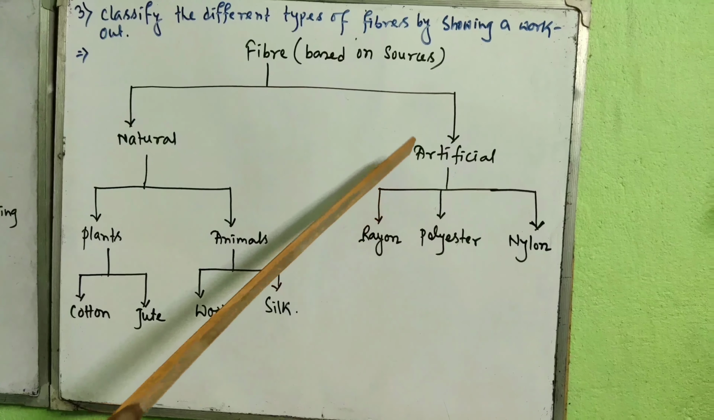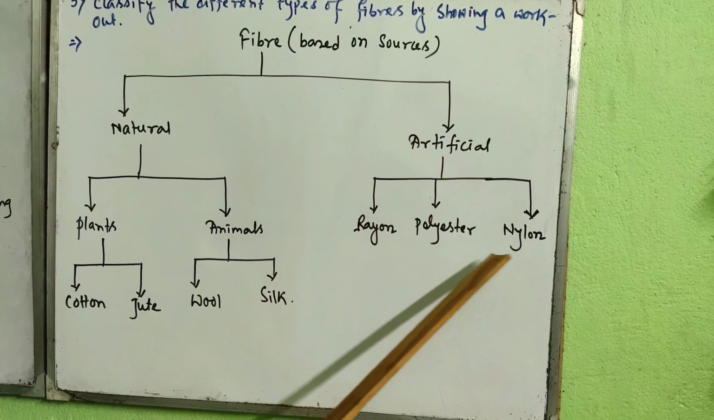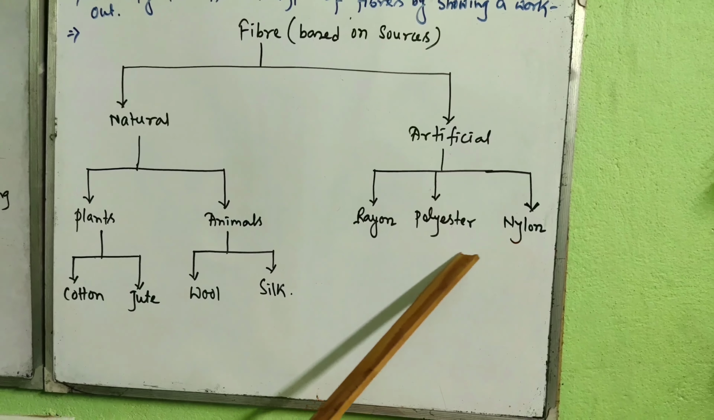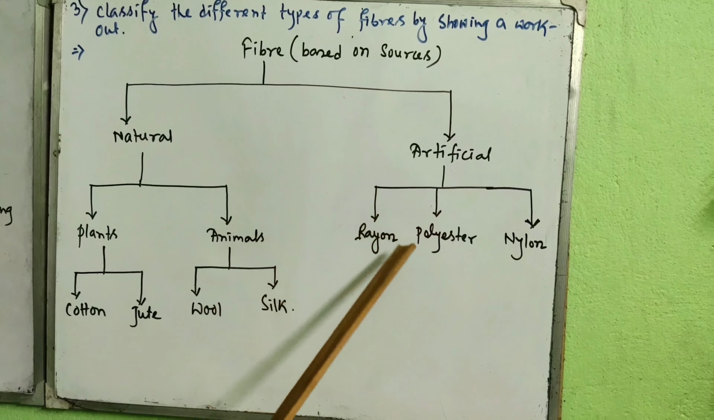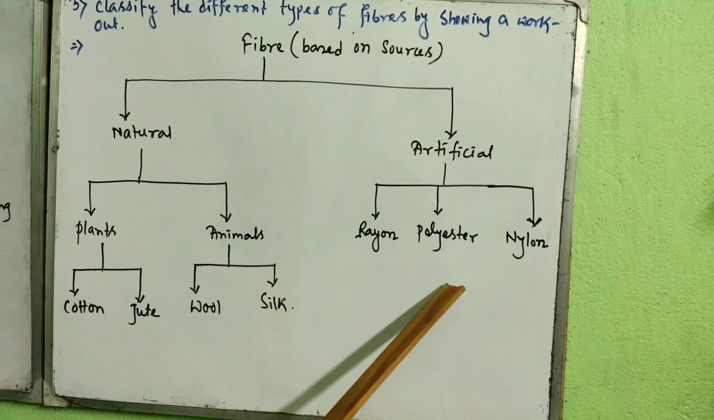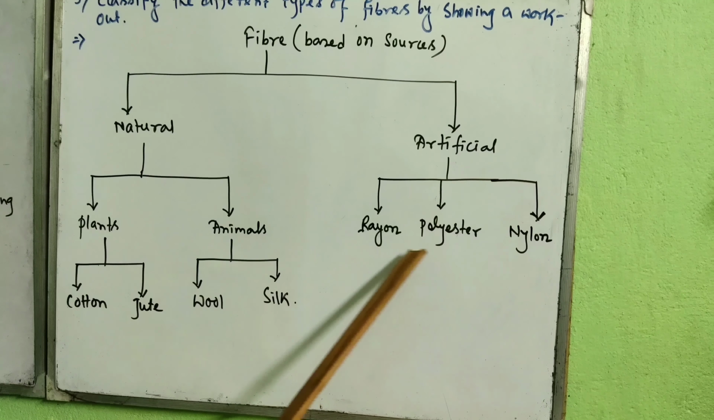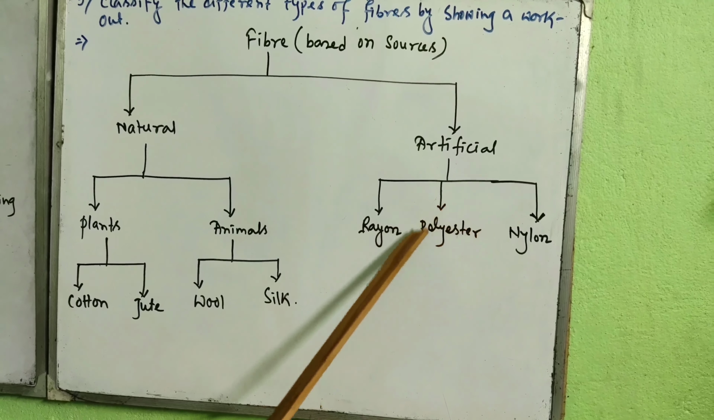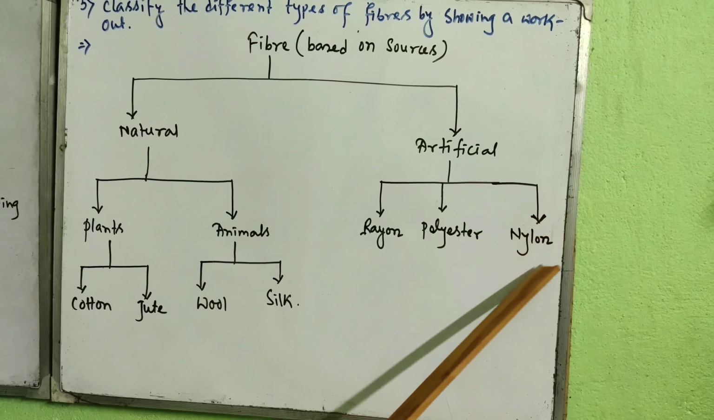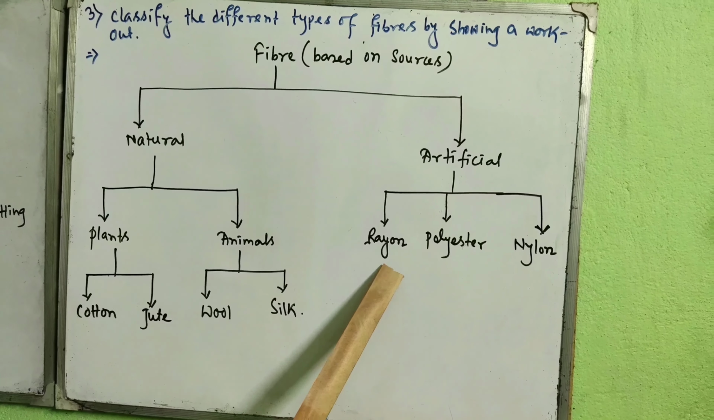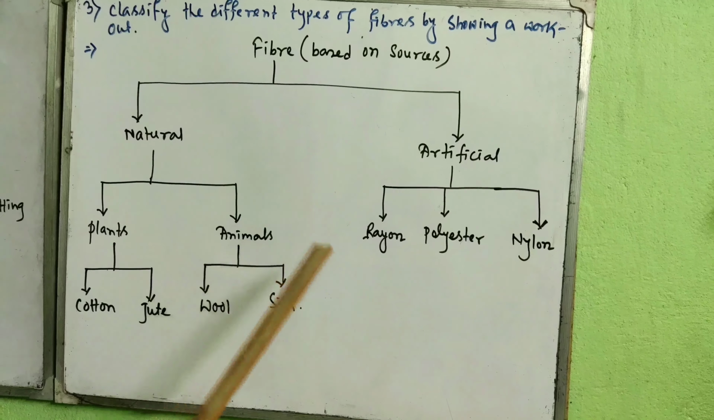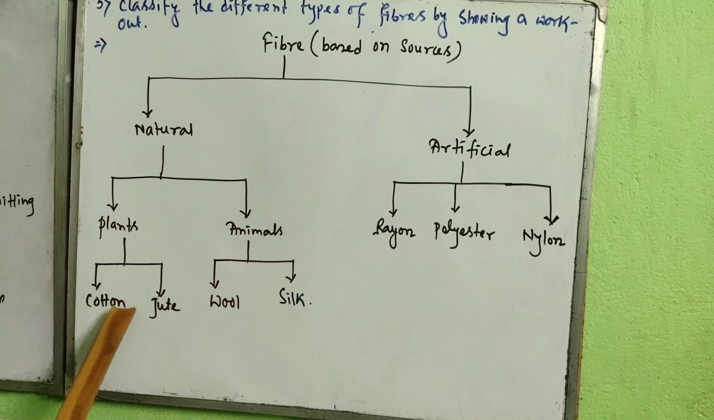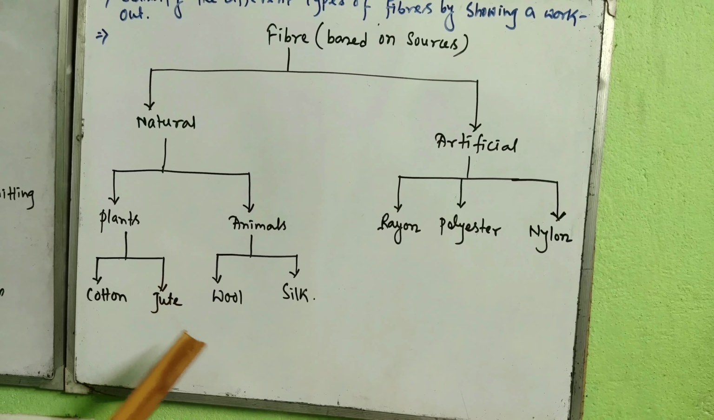Now here I have written three artificial sources: one is rayon, one is polyester, another one is nylon. Many more artificial fibers are possible. Another one is acrylic, which I have not written here. Artificially many more can be prepared. About these artificial fibers you will learn in class 8. So these are the main structures of fibers to fabric. In detail about cotton and jute, you will get to know in my next class.